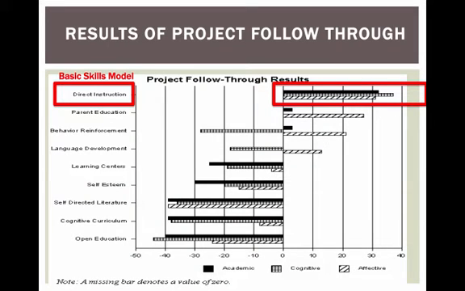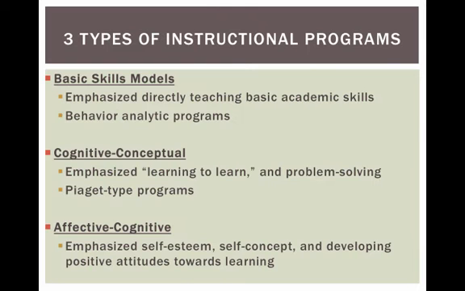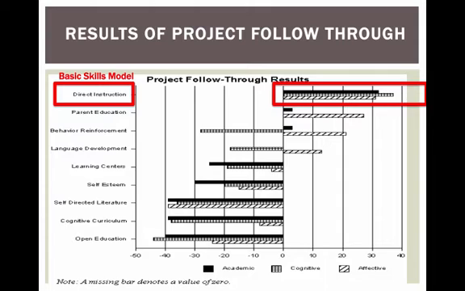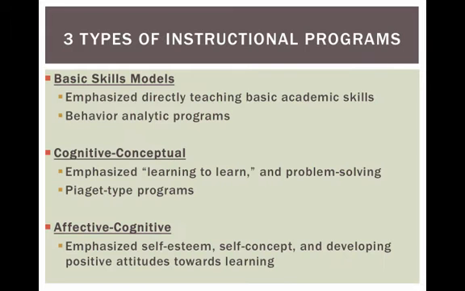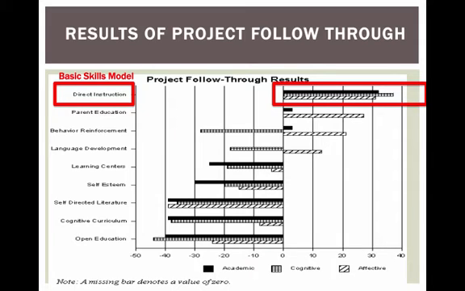And so this shows you each of the programs down the left where you see direct instruction, parent education, behavior reinforcement, language development. Those are all of the programs that they looked at. Right, so of those 3 categories that we see here, all of these programs fit into one of these 3 categories. And so what we see here, if we can look down at the bottom of the screen, it says academic, cognitive, and affective.